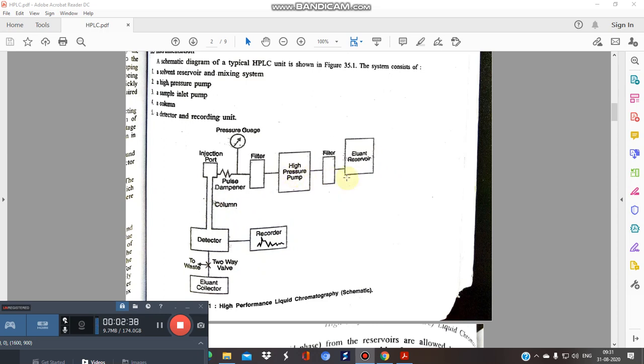Again, you can see the high pressure pump takes the reservoir, or you can say the mobile phase, through the filter, and here is the injection port where we will apply the sample. The mobile phase along with your sample, that is a mixture, passes through the column. The column is the place where the actual separation will take place, and here again the detector and recorder are there.